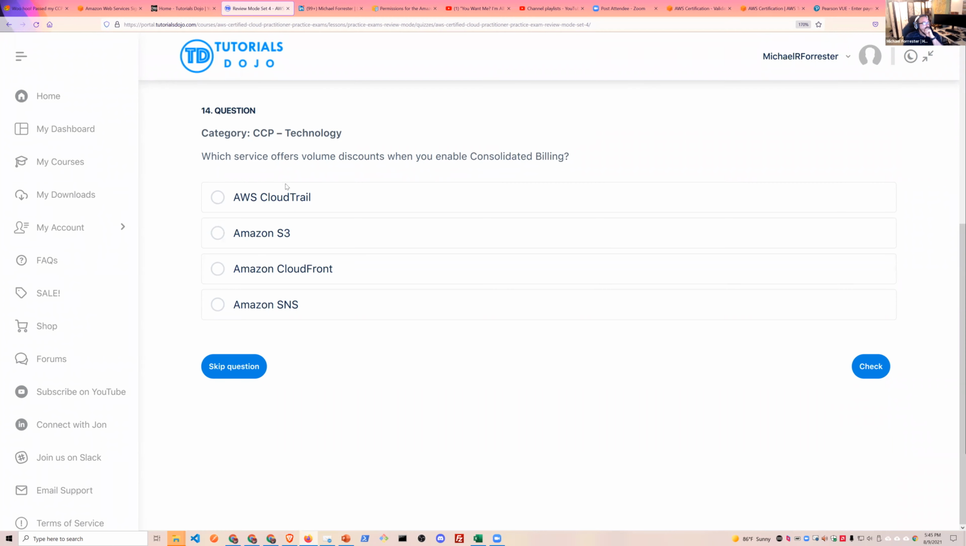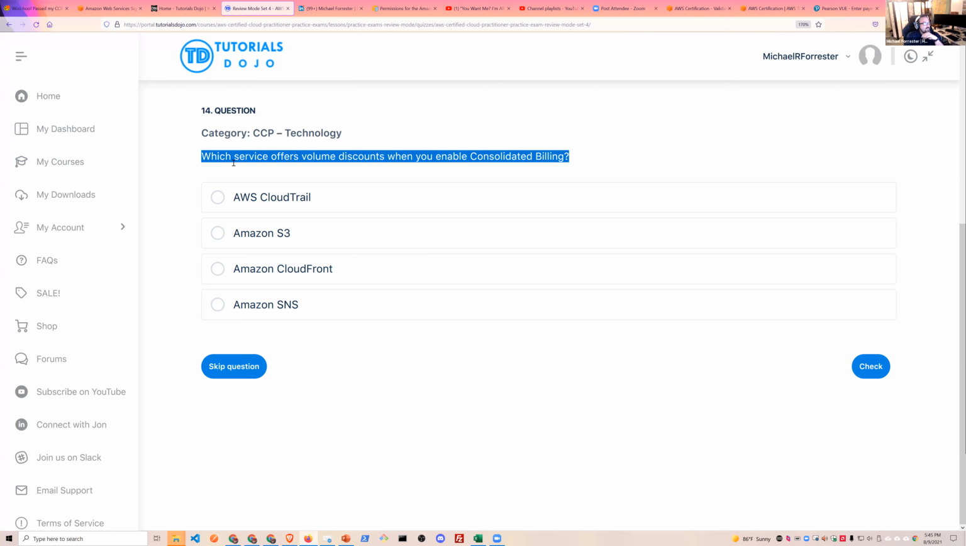Good. Which service offers volume discounts when you enable consolidated billing? So here's what this question is actually saying. As you put more and more into the system, which of these services, as you add more to it, the price per unit drops. The price per unit drops. And the unit, by the way, could be gigabyte, API calls, data transfer, or messages sent, right? Which is an example of all 4 of these.